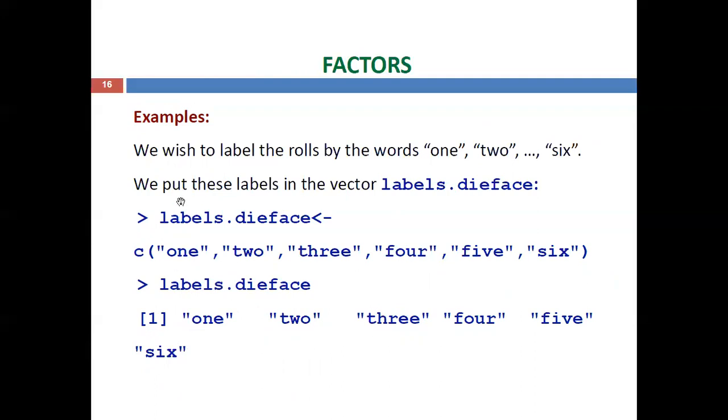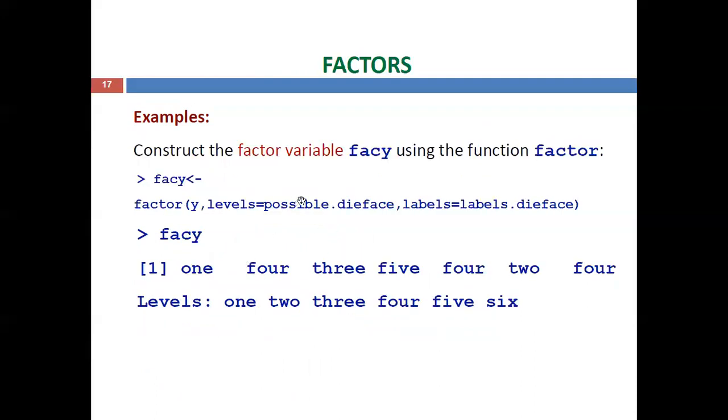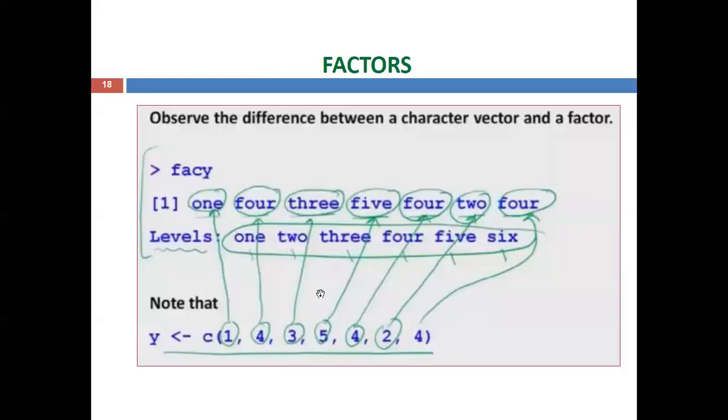So here to demonstrate factor, you need to define possible.dice, then labels.dice, then y. 3 vectors are required to construct the factor variable. Now this is the output after demonstration. So now here you can see the more detailed explanation. Observe the difference between a character vector and a factor.